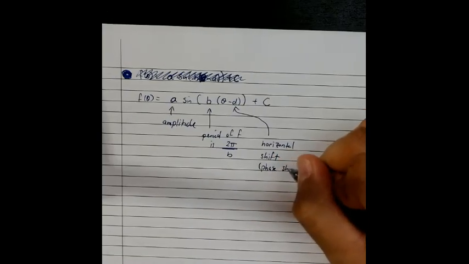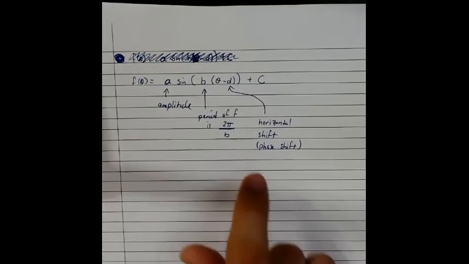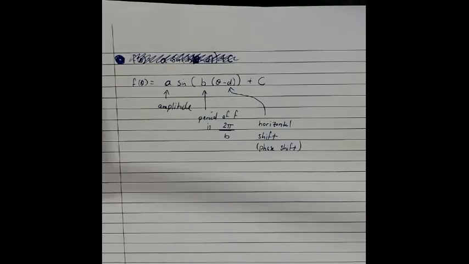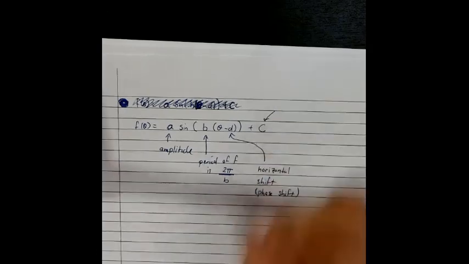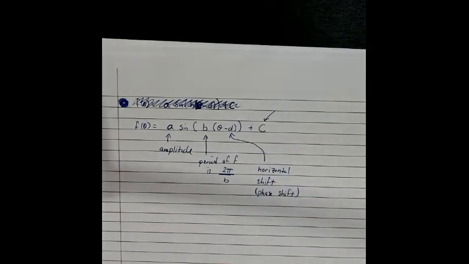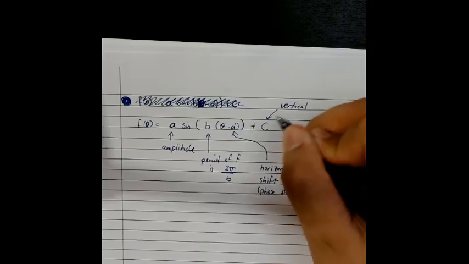And this book likes to use those phrases interchangeably. Sometimes it'll say, graph the horizontal shift, or sometimes it'll say graph the phase shift. It just means how far it moves left and right. And this will give you a vertical translation, a vertical shift. The whole thing will either move up or down.